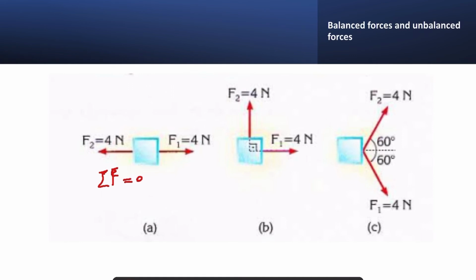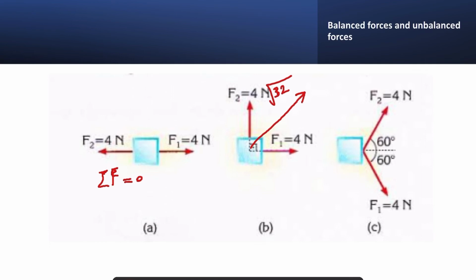But in figure B, for example, we see these two forces acting upon the object are not canceling each other out. Therefore, the resultant force, or sigma F, will be in this direction, and its magnitude will be 32 newtons, for example.